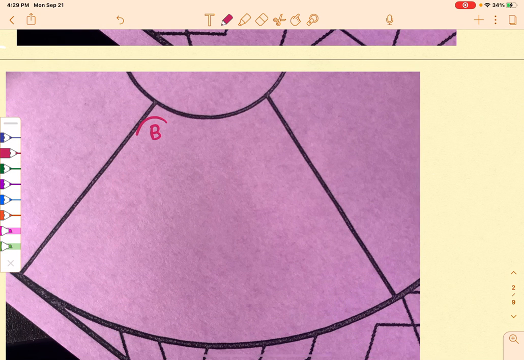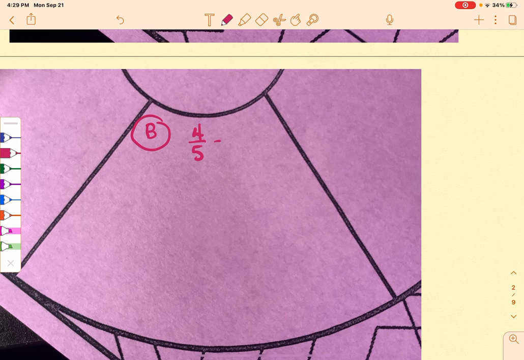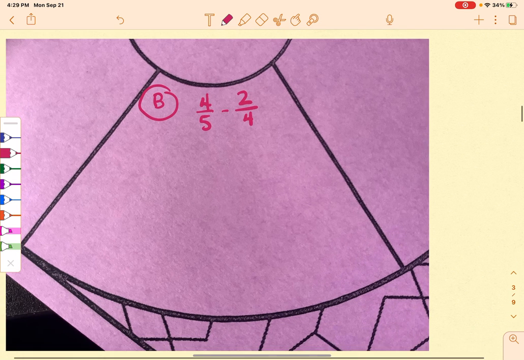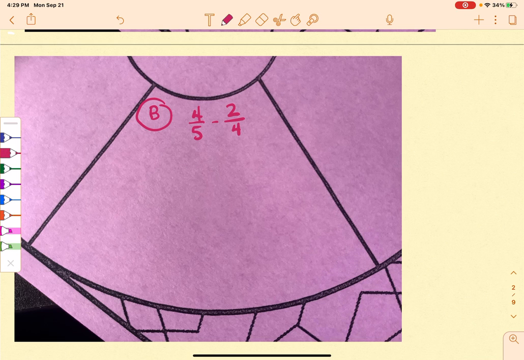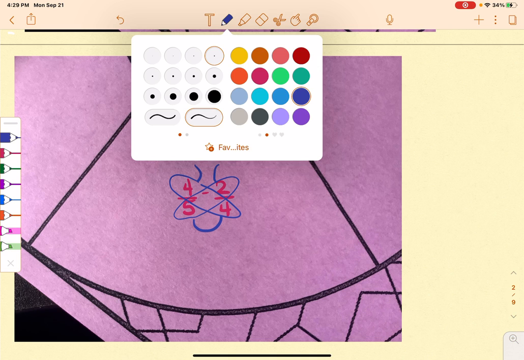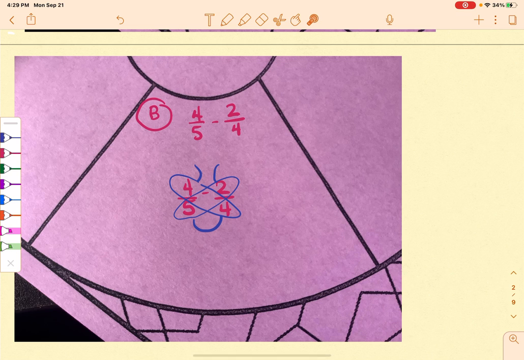So if I go to B, 4 over 5 minus 2 over 4. So I'm going to set this up kind of in the middle here. And I'm going to go ahead and set up my butterfly. So this first one, I have 4 times 4, which is 16. The other direction, I have 5 times 2, which is 10. And I'm going to subtract this part to get the top of my fraction. So 16 minus 10 would be 6.